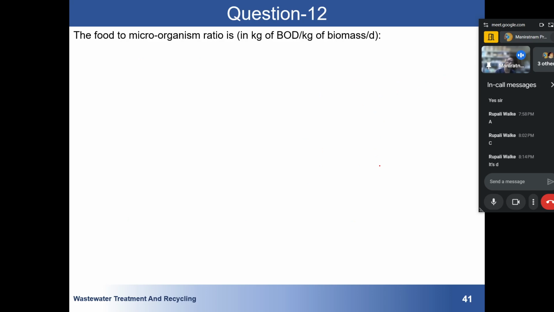Then the food to mass ratio. Try to solve it. I have already shared the formula for this question also. You have to calculate F by M. Just remember what food by mass ratio was. How I have defined food by mass ratio is how much food is present and how much mass. When we are talking about food, we are talking about organic matter, and when we are talking about mass, we are talking about the mass of the microbes.